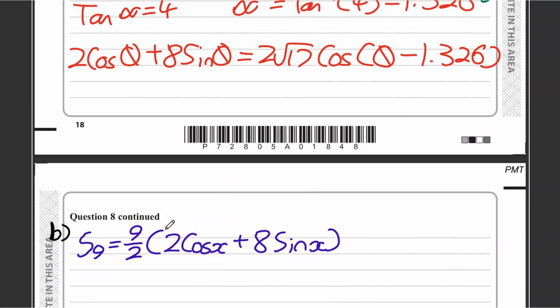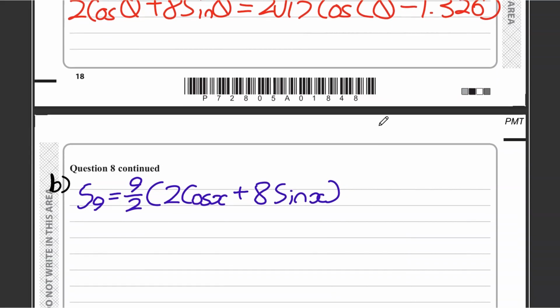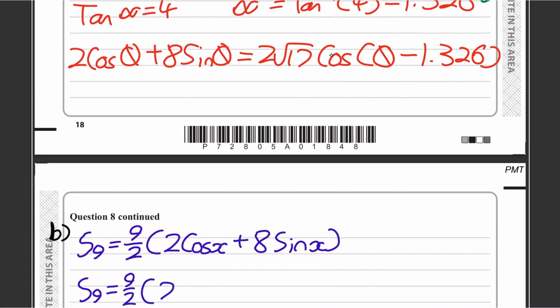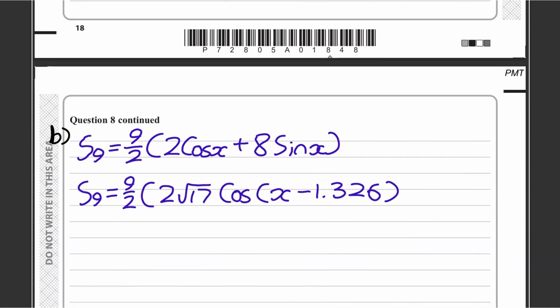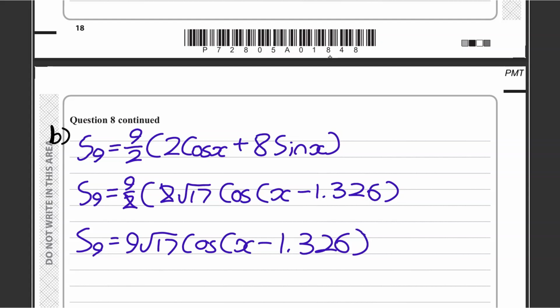So, therefore, we can sub out this 2 cos x plus 8 sin x for this here, where x is theta. So, we can write S9 is equal to 9 over 2, and then instead of 2 cos x plus 8 sin x, we can write 2 root 17 cos of x minus 1.326. We can simplify this because the two will cancel out and just leave us with S9 equal to 9 root 17 cos of x minus 1.326. So why is this useful?